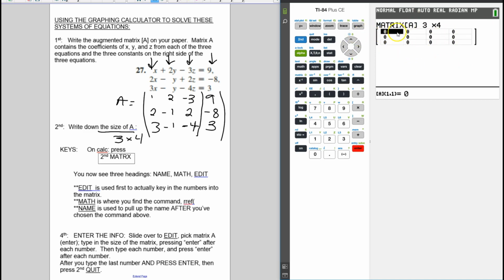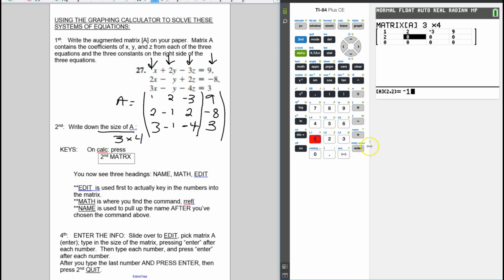And what you'll be doing, you'll be going all the way across the top, pressing enter after each number. And after you type the enter, after you've typed this 4th number, it will hop down here automatically, and you'll be back at the front going across. So we're going to type 1, 2, -3, 9. 1, enter. 2, enter. -3, enter. 9, enter. And it comes back up front.